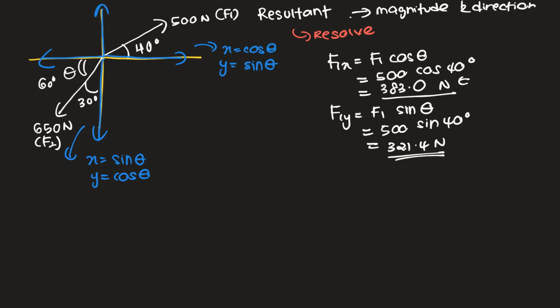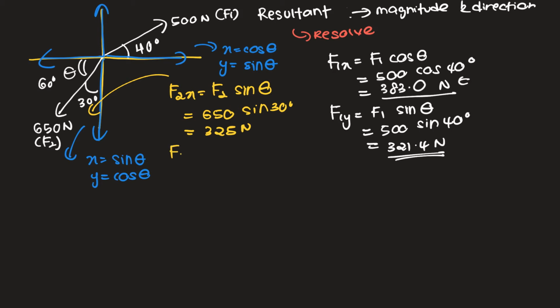So you already solved for the first one. Please solve for the second one, which means that you need to find the components for F2. So F2x is F2 sine theta. I'm going to use this angle, which is the angle touching the y-axis, so that means your x will be sine, your y will be cos. So F2 is 650 sine 30 degrees. Then you are going to get 325 Newton.